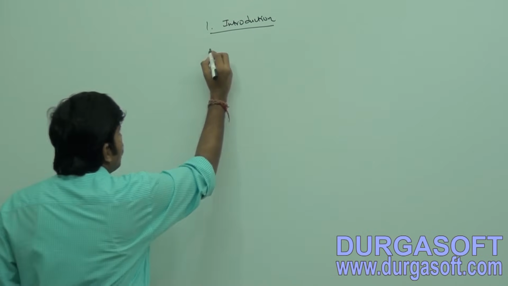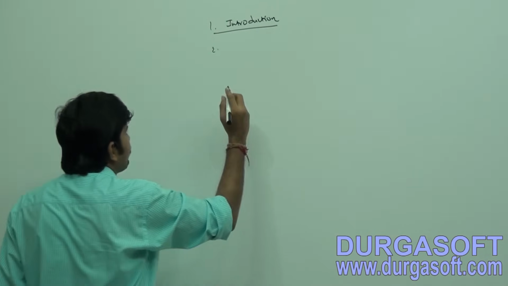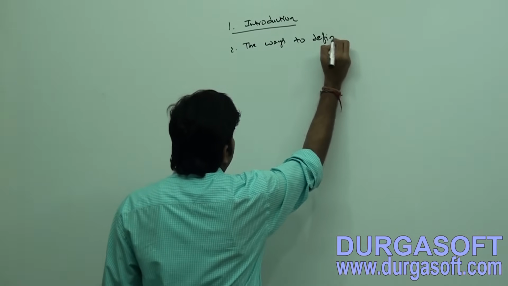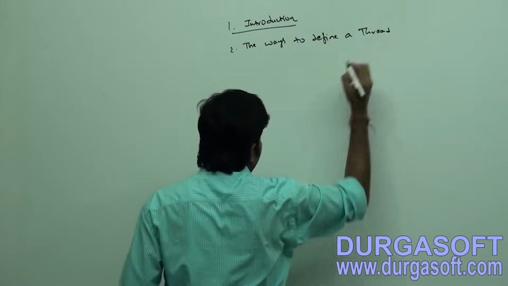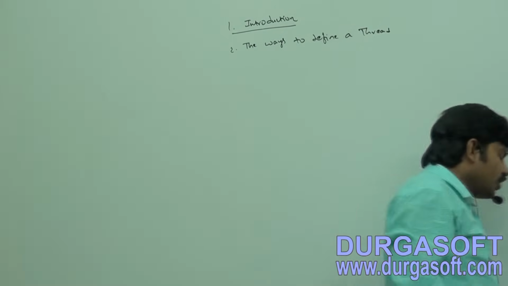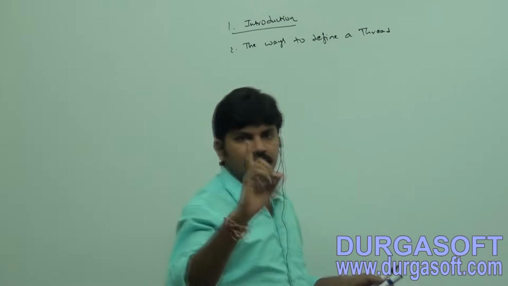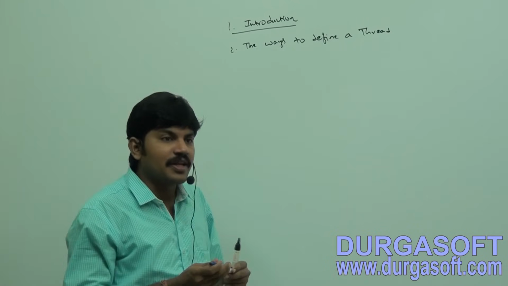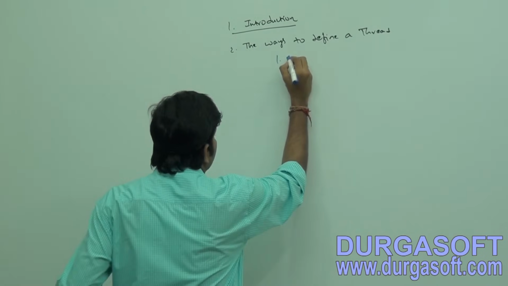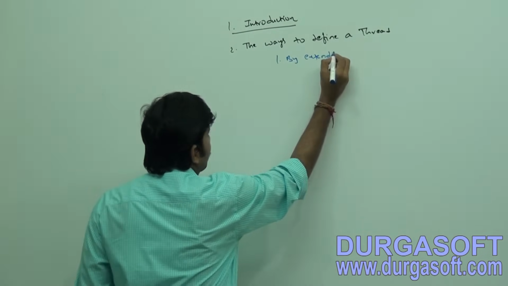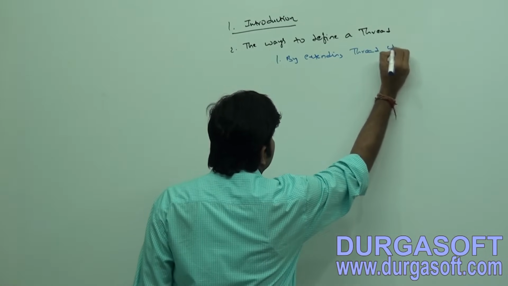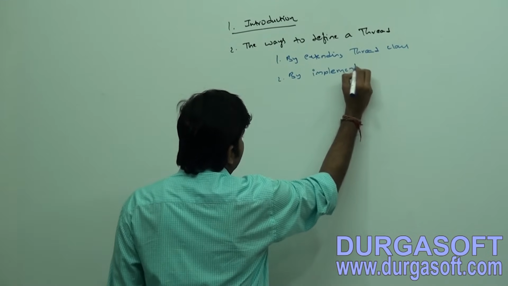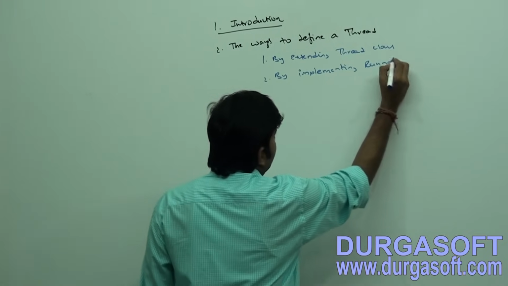And after that, I will cover the ways to define a thread. Do you know in how many ways we can define a thread? There are two ways. Very important question for the interview room, the first question itself: in how many ways we can define a thread? There are two ways. What is the first way? By extending the Thread class. The second one, by implementing the Runnable interface.